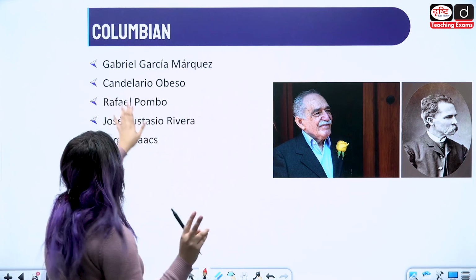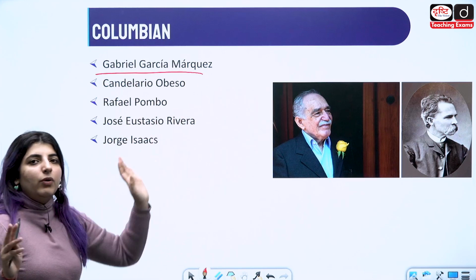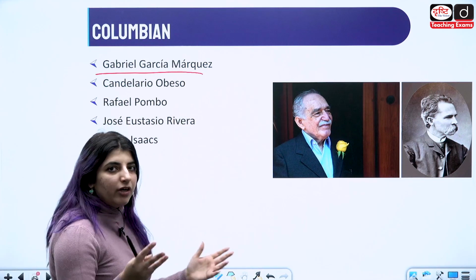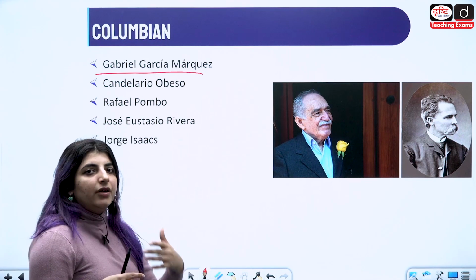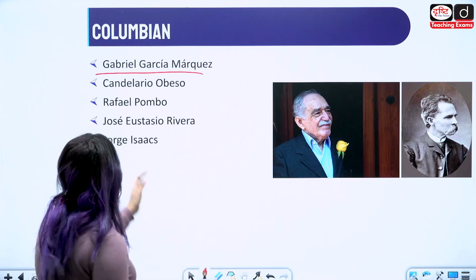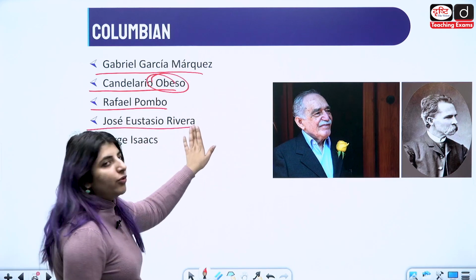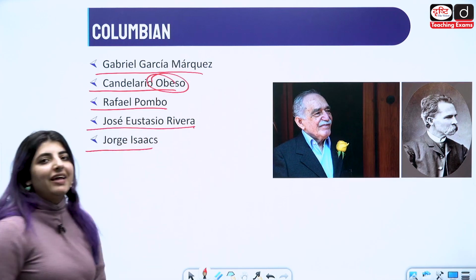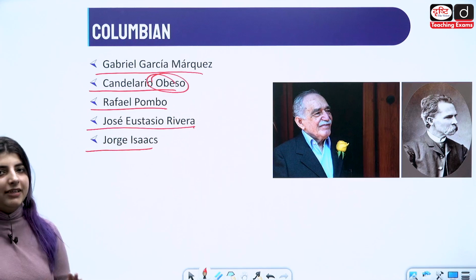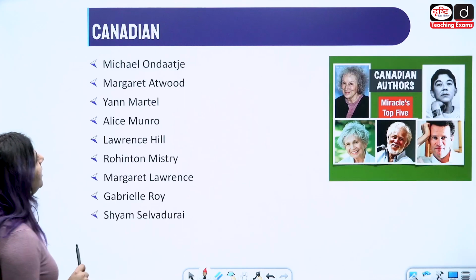Then Caribbean and Colombian, we are going to deal with together, almost together, because both of these were colonized. Gabriel Garcia Marquez with his 100 Years of Solitude, which is really important, uses the technique of magic realism. Then Candelario Obeso, Rafael Pombo, Jose Eustasio Rivera and Jorge Isaacs. These are the names of the writers which are important from the Colombian sphere.